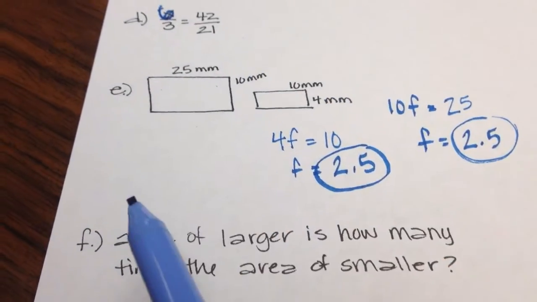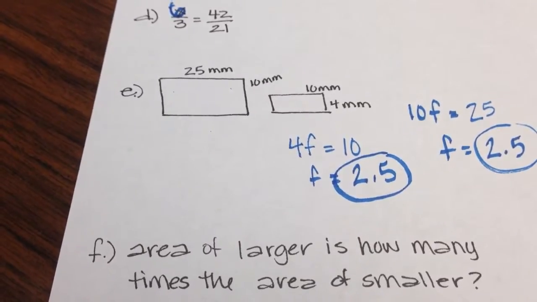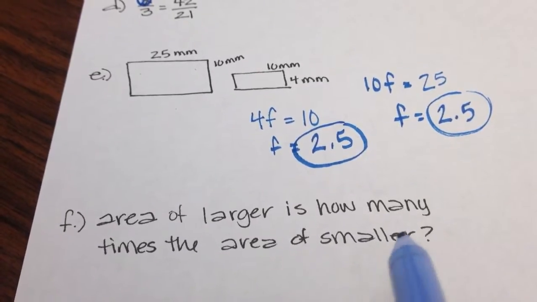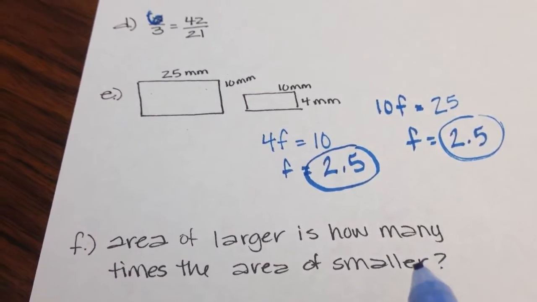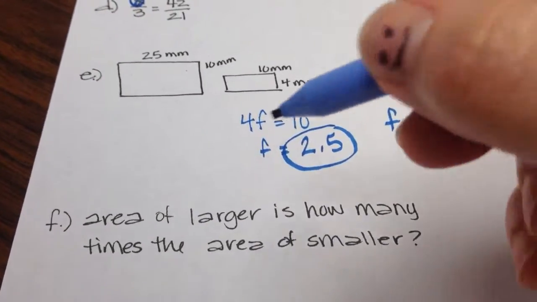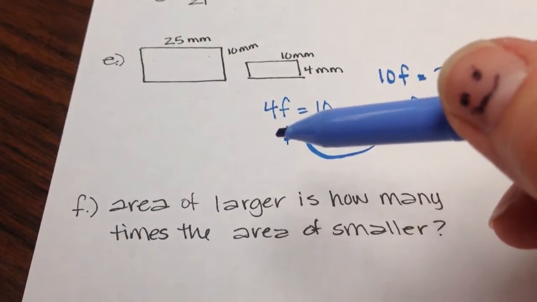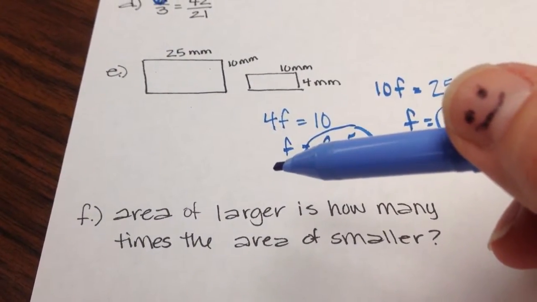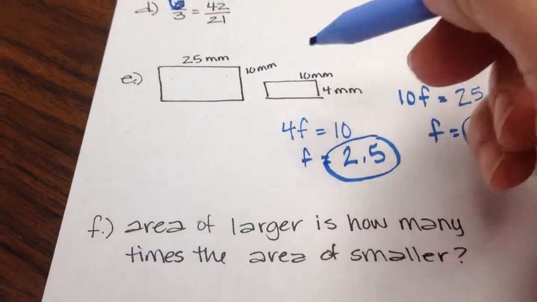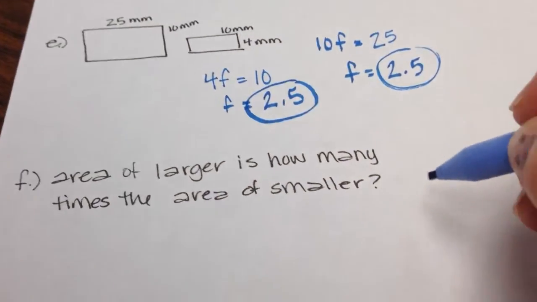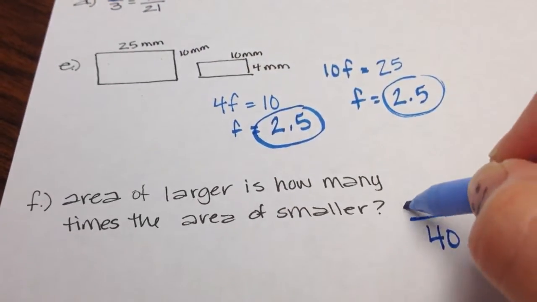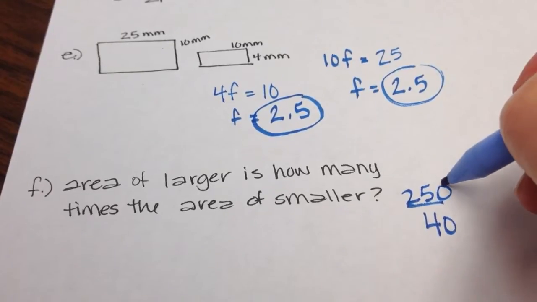Now we're going to take the area of the larger rectangle, how many times the area of the smaller. Well, we have to figure that out, right? So we need to think to ourselves, we can do it 2 different ways. We can divide the area of the larger rectangle by the area of the smaller rectangle. So let's do the area of the smaller rectangle is 40 divided into 250. Let's just divide by 10 a minute.